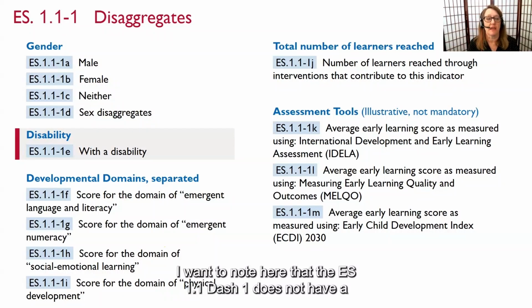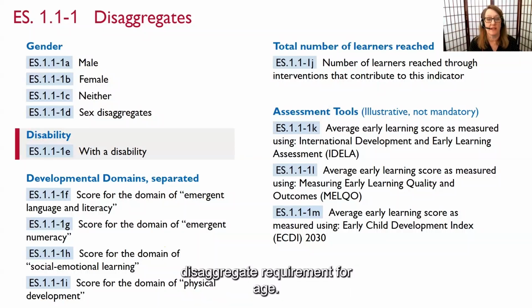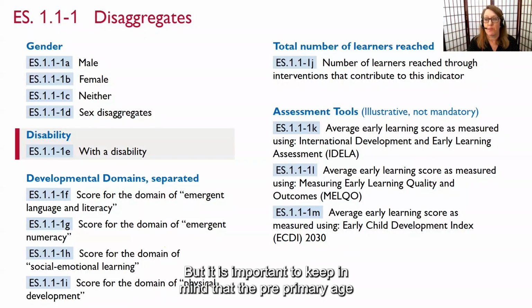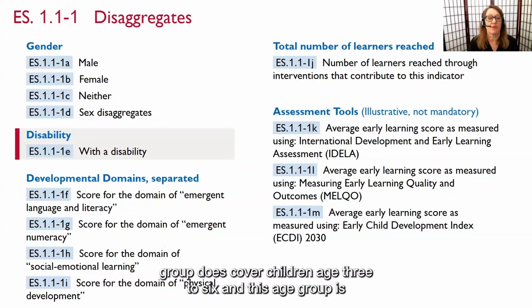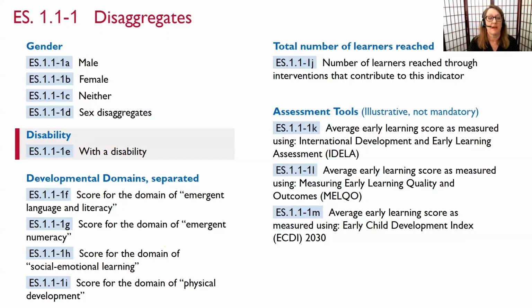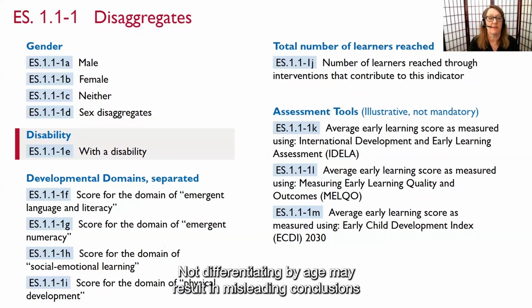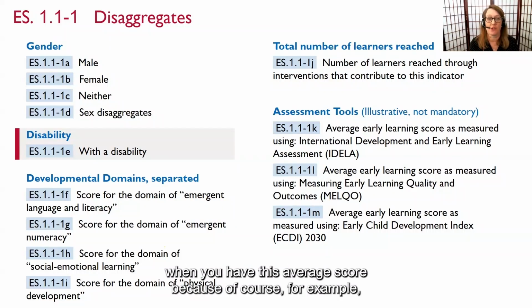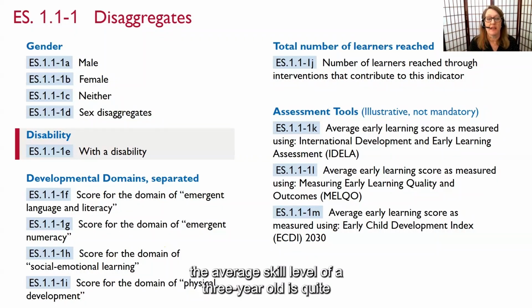I want to note here that the ES 1.1-1 does not have a disaggregate requirement for age. But it is important to keep in mind that the pre-primary age group does cover children 3 to 6, and this age group is characterized by rapid and nonlinear development. And things like a child's age, disability status, and culture also can impact developmental progress. We also know that not differentiating by age may result in misleading conclusions when you have this average score, because of course, for example, the average skill level of a 3-year-old is quite different than the average skill level of a 6-year-old.